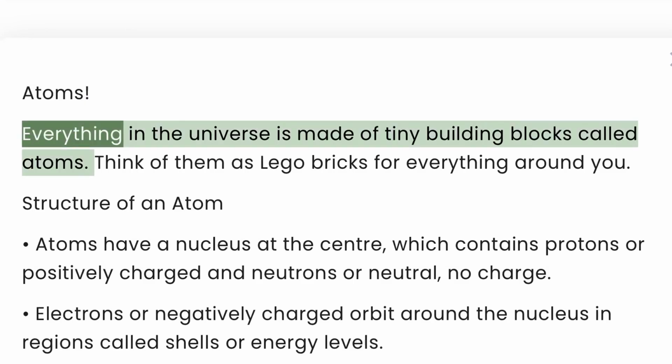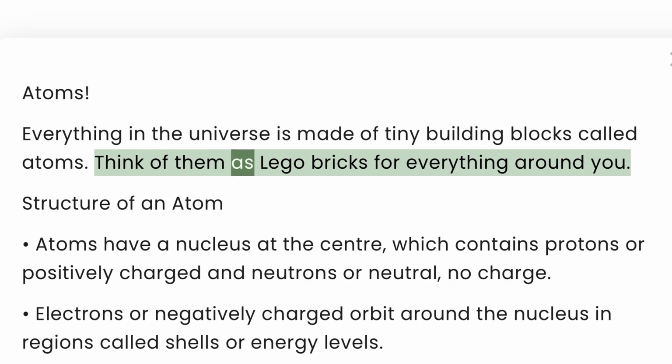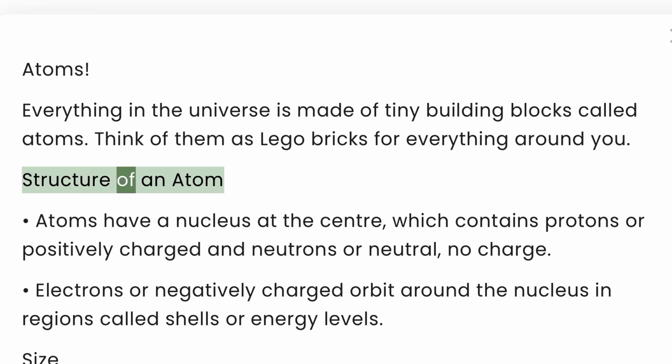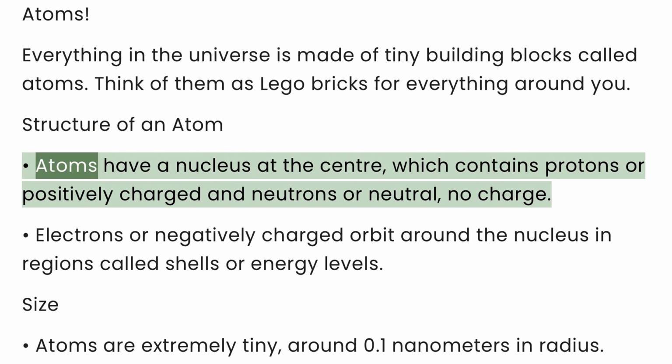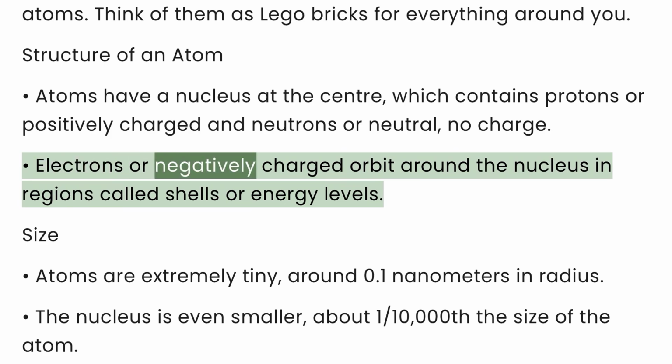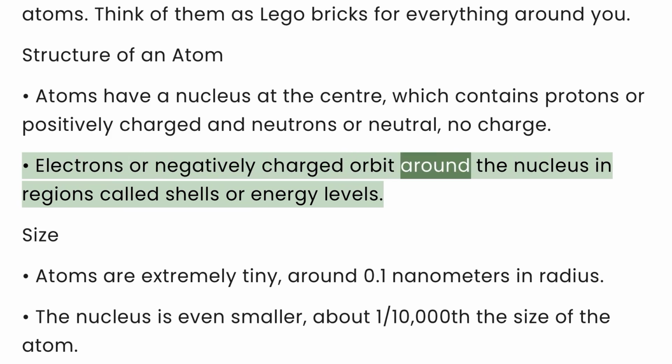Atoms. Everything in the universe is made of tiny building blocks called atoms. Think of them as Lego bricks for everything around you. Structure of an atom. Atoms have a nucleus at the center, which contains protons, which are positively charged, and neutrons, which are neutral, with no charge. Electrons, which are negatively charged, orbit around the nucleus in regions called shells or energy levels.